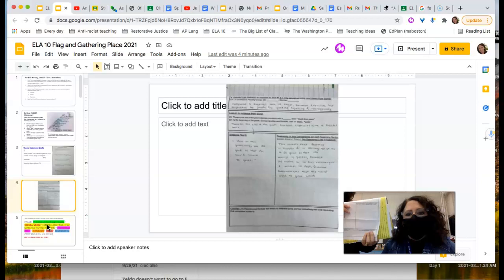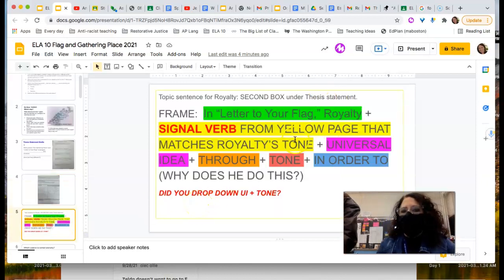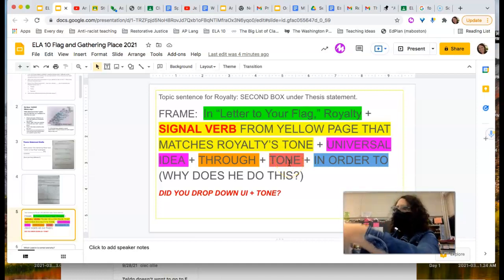So the next thing I want to show you, and thank you to Sophia, is the topic sentence frame. So the topic sentence, again, is your second box on both sides. And it is the box where you introduce your specific poem, right? And so here we have the letter to your flag poem. You need each of these 4 or 5 colors in your topic sentence.